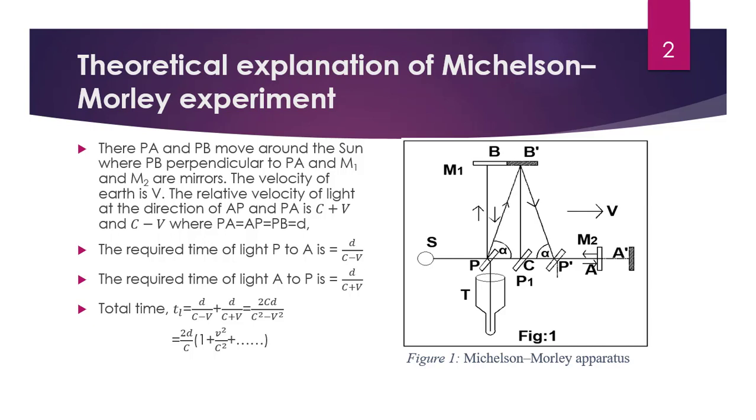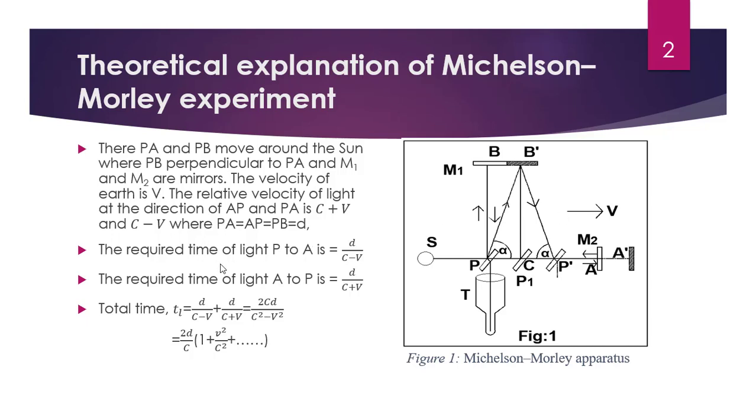You see that M1 and M2 are mirrors, and PA is perpendicular to PB, and the Earth's velocity direction is as in this picture. The velocity of Earth is represented by v. If you consider the velocity of light going from A to P, then the direction is opposite. For this reason, the relative velocity will be c plus v. And if you consider the direction going from P to A, then the relative velocity will be c minus v, because both of the velocity directions are the same.